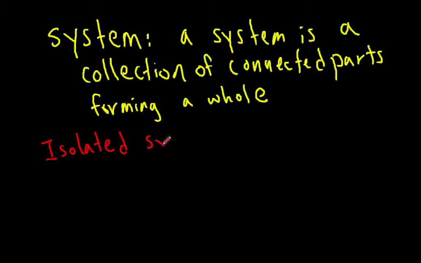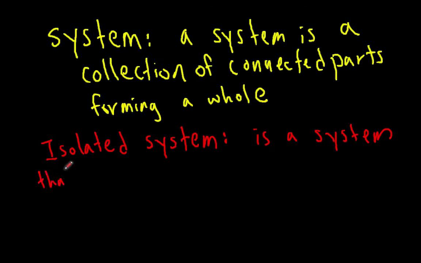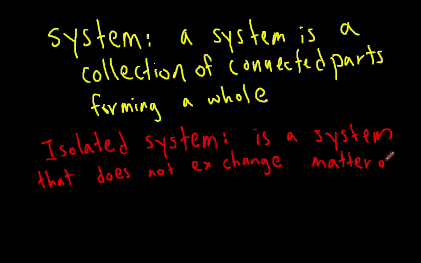An isolated system is a really important concept in physics. In physics, an isolated system is a system that does not exchange matter or energy with its surroundings.